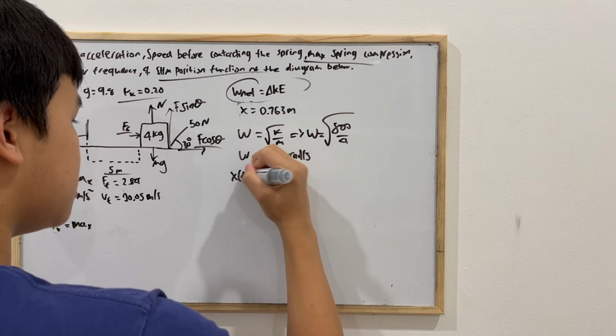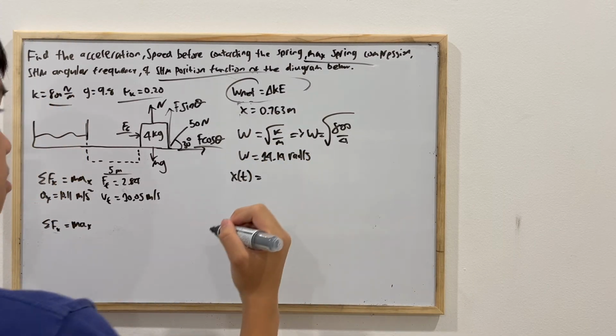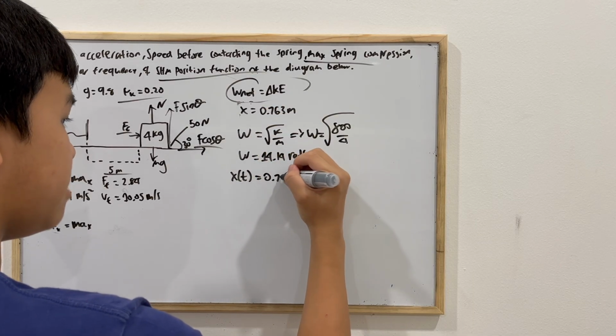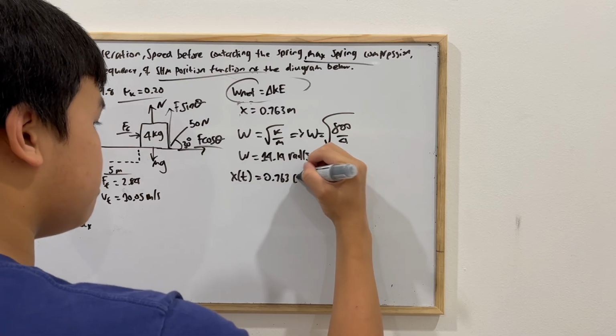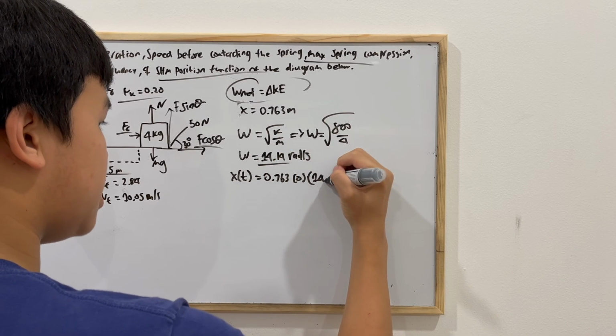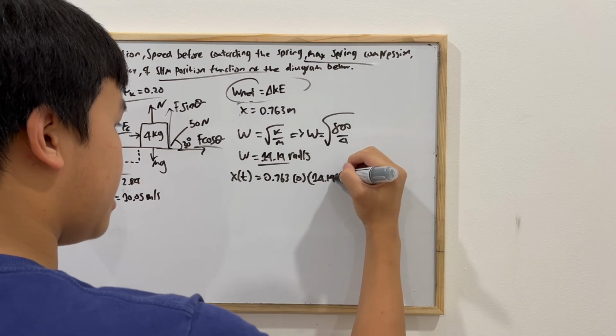Finally, putting it all together, the simple harmonic position function of the diagram is going to be x of t equals the maximum amplitude, which we found is 0.763, times cosine of our angular frequency, 14.14, times t. And yeah, that's the video.